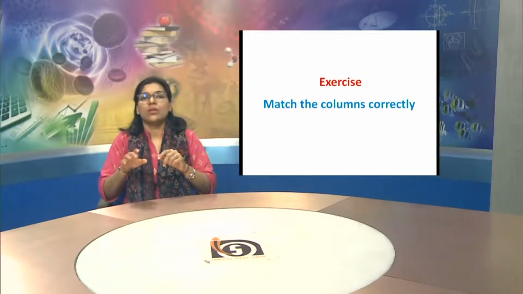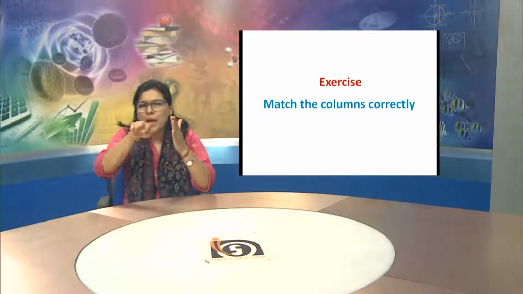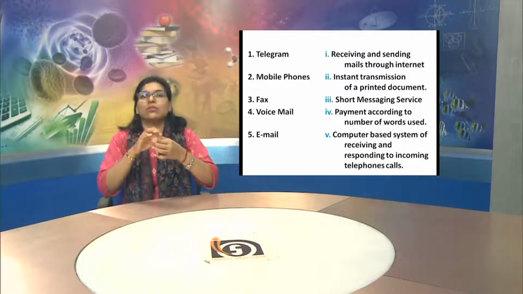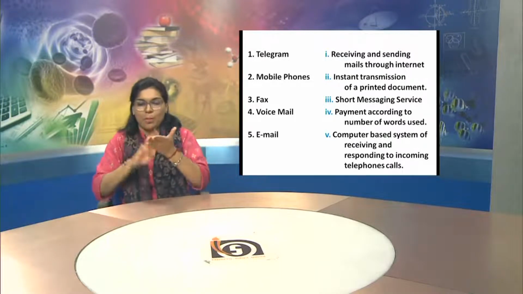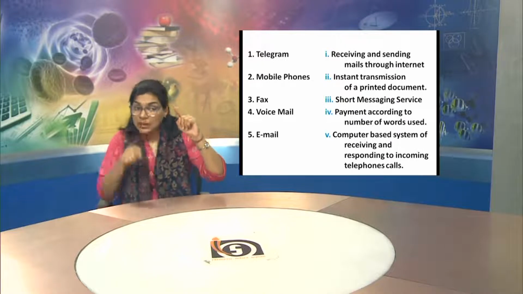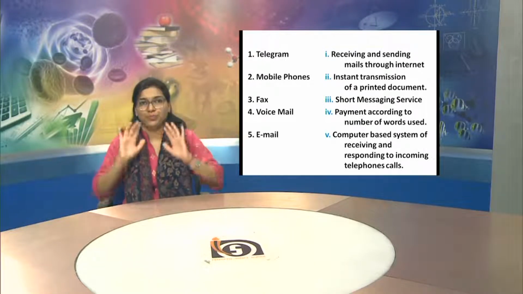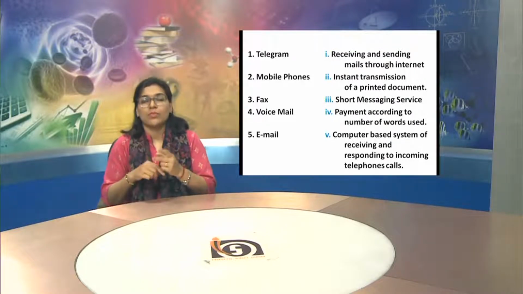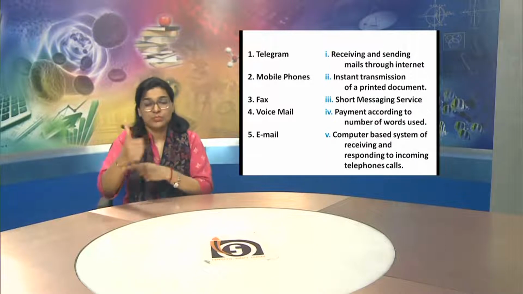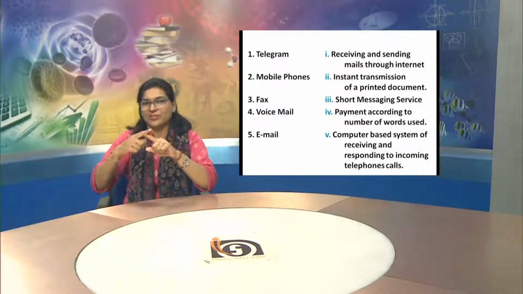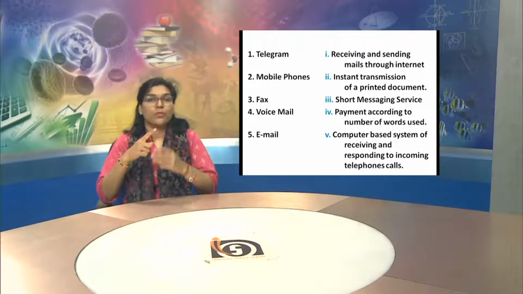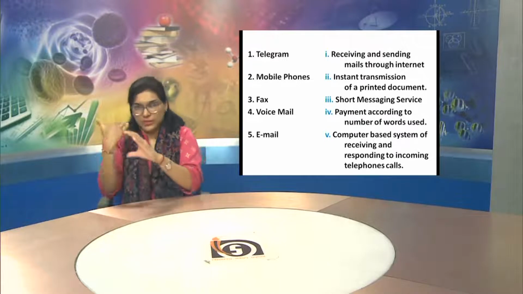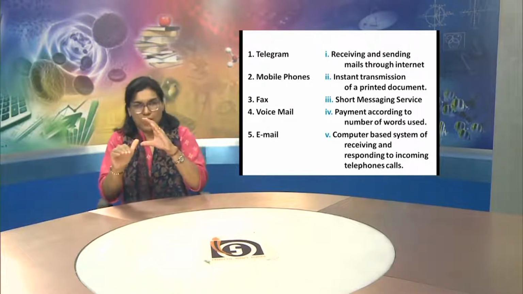Now we have finished the chapter. Let's move on to the exercise part. What's the first exercise? Match the following. There are two columns. The first column is: option 1 is telegram, second mobile phone, third fax, fourth voicemail, fifth email.